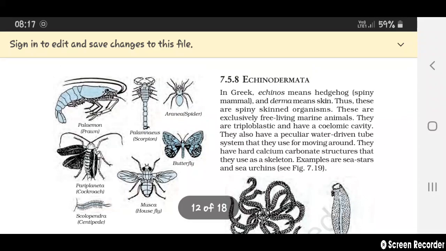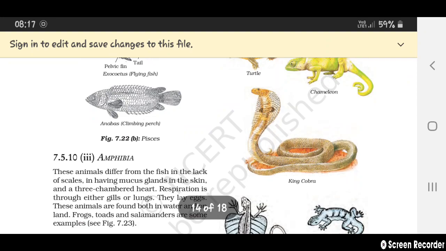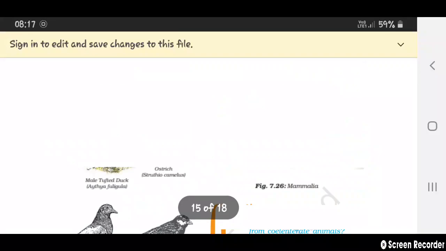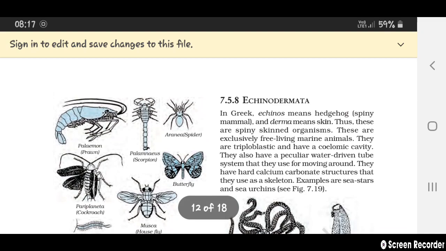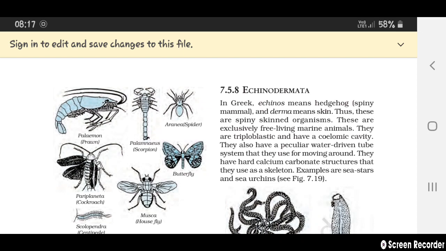Next is Echinodermata. There is still a huge amount of information you have to learn. Now let us come to Echinodermata. In Greek, echinos means hedgehog, meaning spiny, and derma means skin. So they are spiny skinned organisms. These are exclusively free living marine animals. They live in marine water.